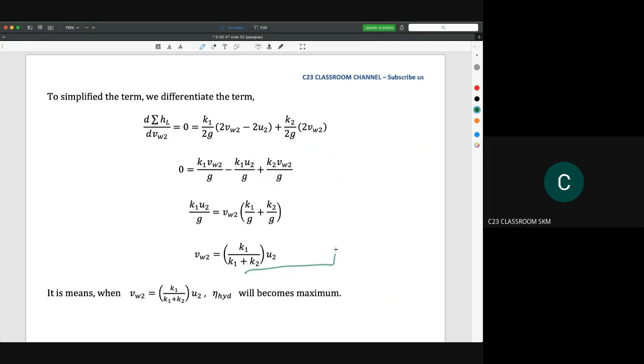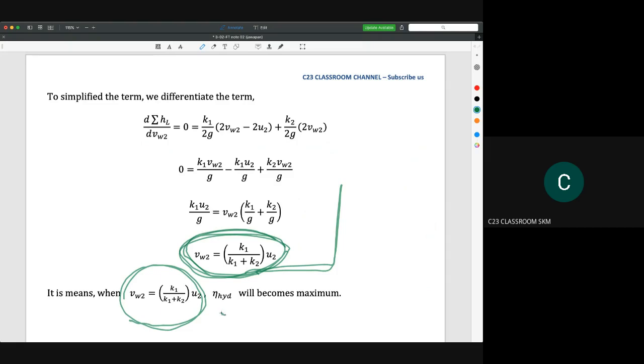Okay, I hope you could try this at home. So we will have this term, and this is the term for VWL2. It means that when VWL2 is equal to this one, the hydraulic efficiency will become maximum. Why could we make this statement?